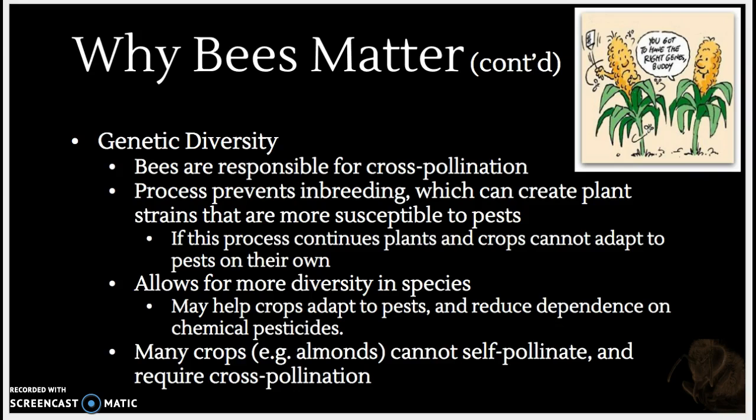Next, bees have significant effects on biodiversity among flowering plants. They are extremely important cross-pollinators, and this is a good thing because it prevents inbreeding, which makes plants more susceptible to pests. Industrial agriculture has this problem, and they combat it with pesticides. Cross-pollination by bees creates hybrids and allows for the possibility of adaptation, and this is important if the goal is to get away from relying on pesticides.